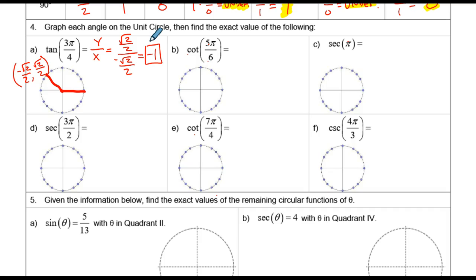Notice that the values that I've asked you to do in this set of problems are not ones that we looked at in our table. These ones are outside of that first quadrant. Okay, let's move on and do the rest of these quickly.